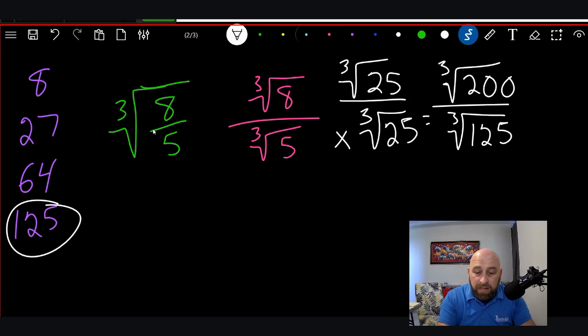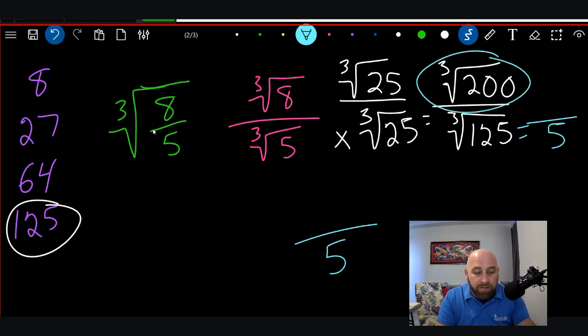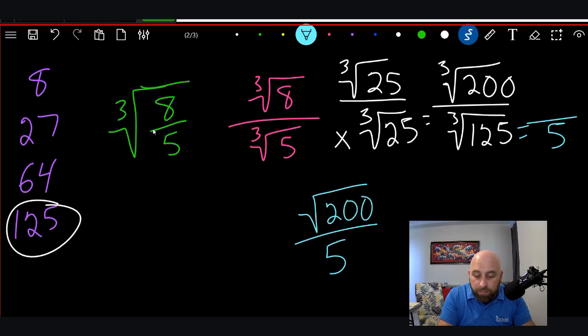Now, we're not done yet. We have to simplify this. What is that simplified? Well, what is the cube root of 125? If you look on table B, the cube root of 125 is 5. Let me write it down here. So 5 is our denominator, and this, the cube root of 200, is our numerator.